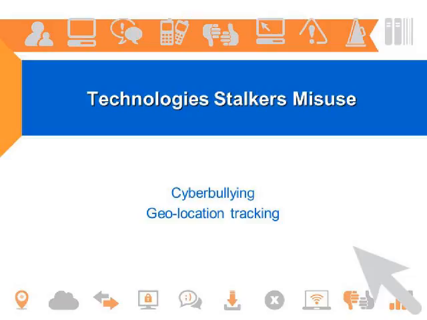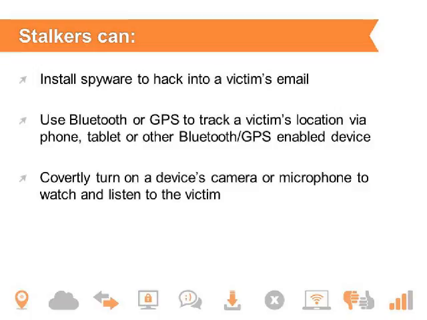All right, so I'm going to move on to the technologies that stalkers misuse. And you can see here it says cyberbullying and geolocation tracking. But on the next slide, you'll see that there are other, more technological tools that stalkers can use. One is that they can install spyware to hack into your email. And remember, people think, oh, hacking my email, they're going into my email account. But like the cases I just discussed, there are also ways that you can do keylogging spyware that will track everything someone types on a keyboard. And so they can track what password you're putting in and what you're doing and get screenshots. So that goes beyond just signing into someone's email.